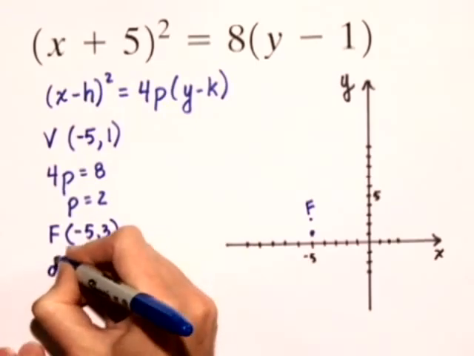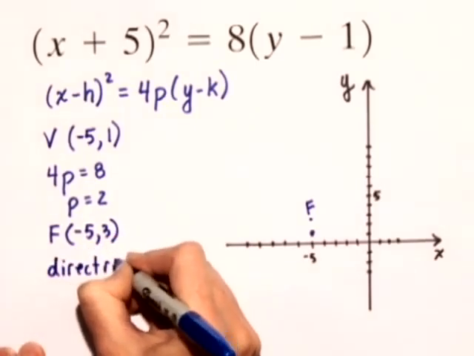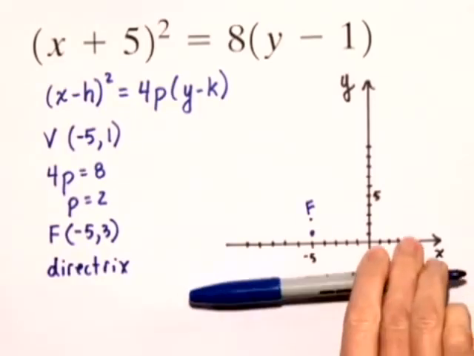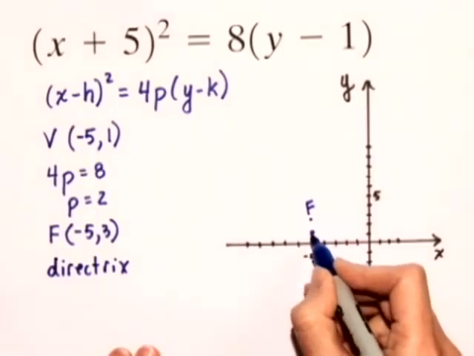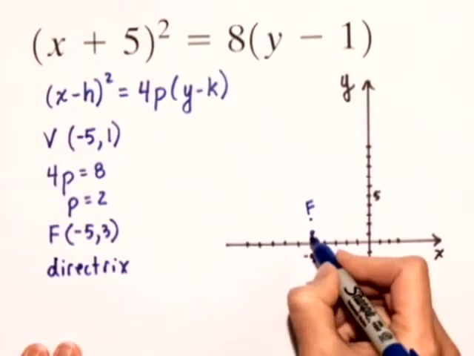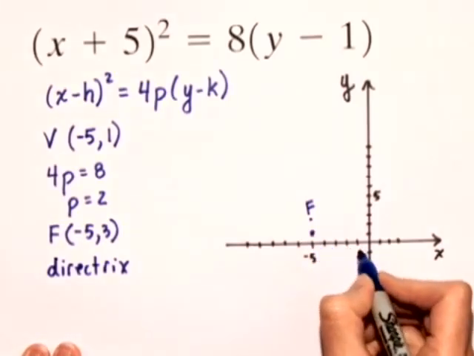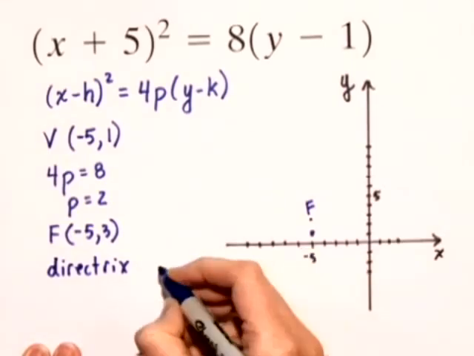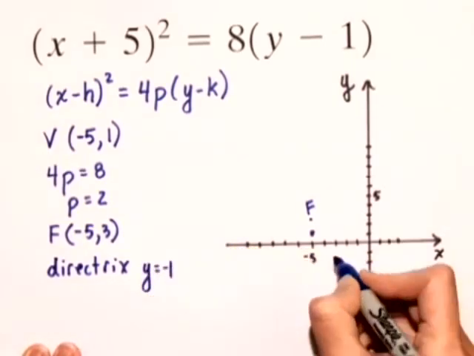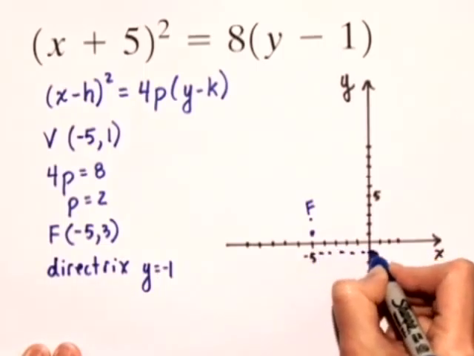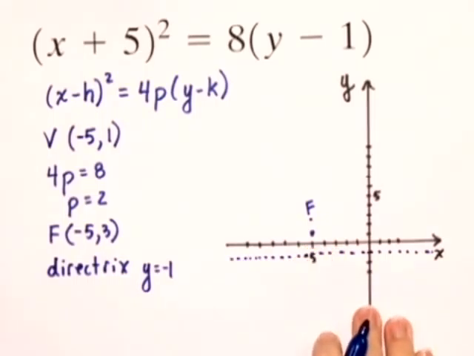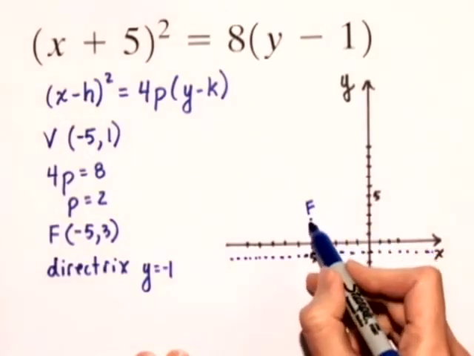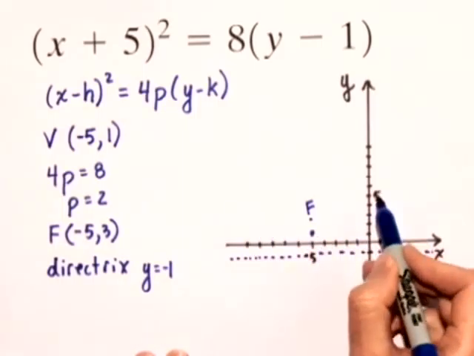The directrix, which is just the line that runs perpendicular to the axis of symmetry, is exactly p units below the vertex. So our directrix is 2 units below the vertex. So it's really located at y equals negative 1, and it's the line going through negative 1 on the y-axis. So the directrix is a horizontal line going through y equals negative 1. The focus is located 2 units above the vertex, and we know that this parabola opens up.